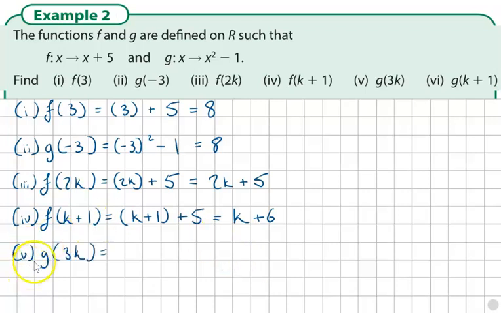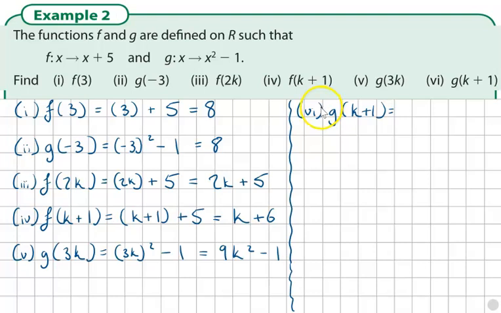Part 5, a g of 3k. So we go to our g of x function, which is x squared minus 1. We swap the x for a set of brackets, and into the brackets we put 3k. And 3k squared is going to be 9k squared. So we've got 9k squared minus 1, and we can't simplify any more than that.